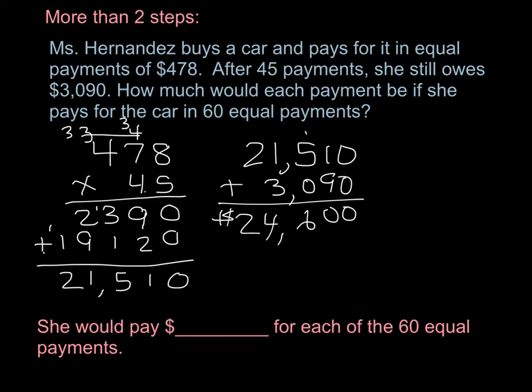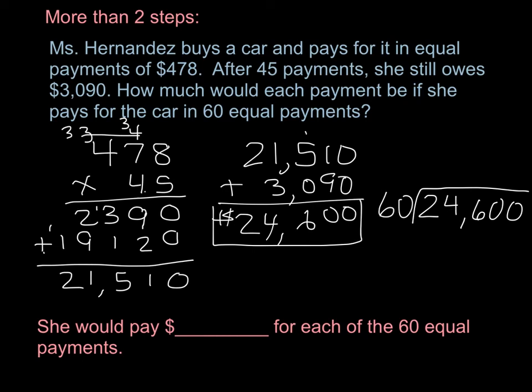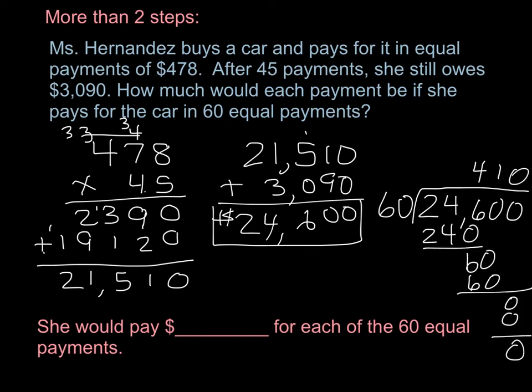Now, if she wanted to pay that in 60 payments instead, this would be my total, but I would need to split it up into 60 payments. So that's $24,600 divided by 60 payments instead of 45. Working that out, it comes to $410 for each payment. Does that make sense? Well, if I do 410 times 60, that gives me the $24,600. That was what I had when I did the 478 times 45 payments plus the $3,090, so that sounds reasonable.